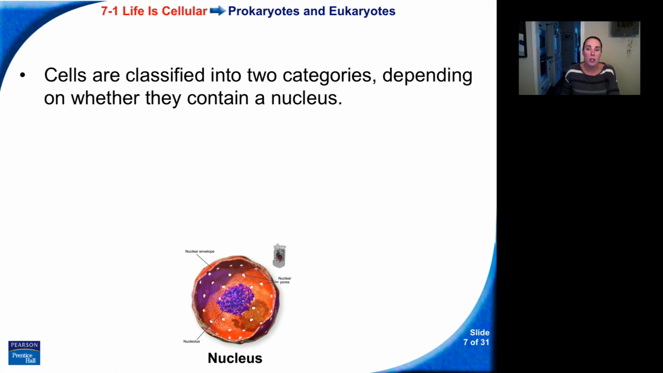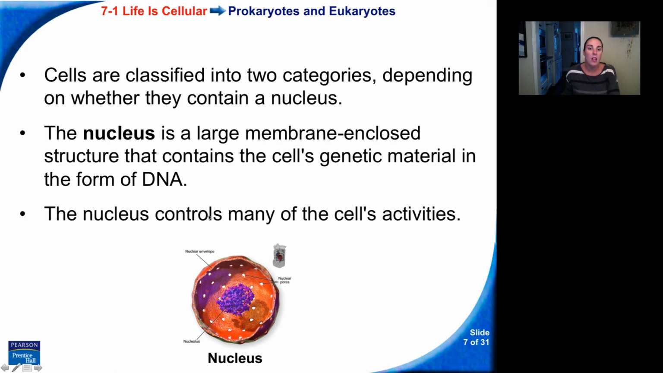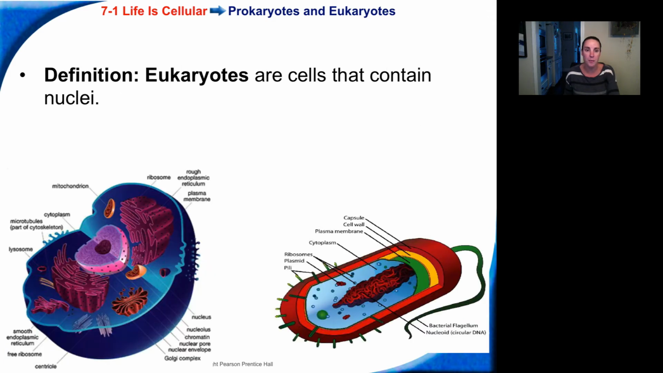They are classified into two categories depending on whether they contain a nucleus. The nucleus is a large membrane-enclosed structure that contains the cell's genetic material in the form of DNA. So here's your nucleus inside your cell. Here's a picture of the cell. This is the nucleus. Inside it, we have different structures that we'll talk about in the next section, but the biggest part is the DNA. And the nucleus's function is to control the cell's activities.